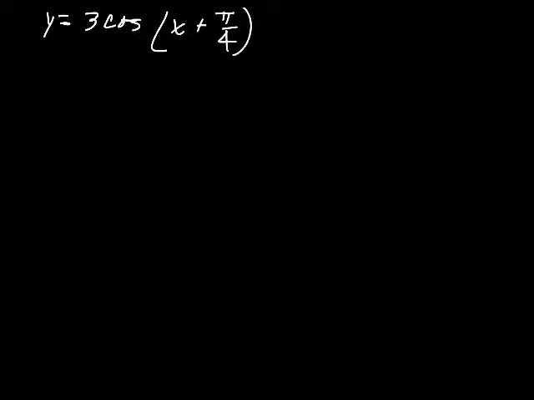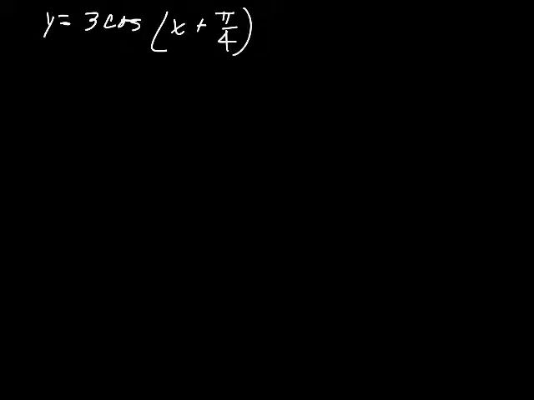So this is video 4.2b in trigonometry, translations of the graphs of the sine and cosine functions. Alright, we're doing example number 2 here, and it says that we're supposed to graph y equals 3 cosine of x plus pi over 4.